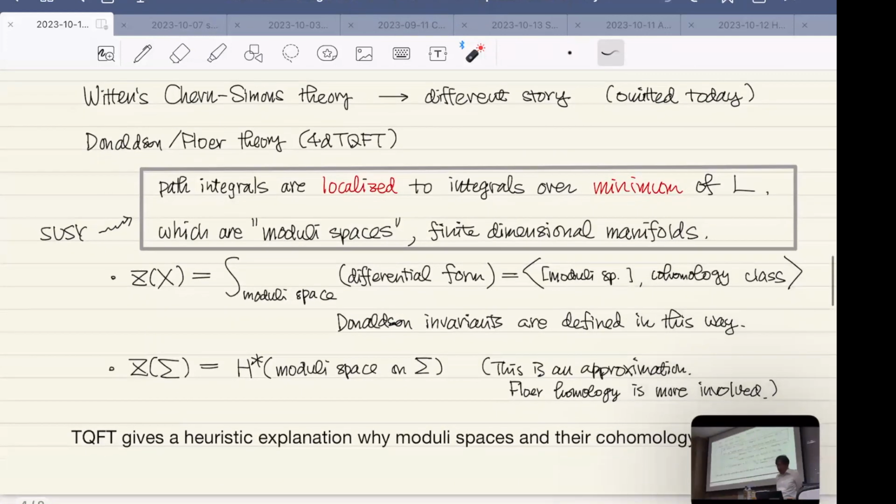But in the case of Donaldson-Floer theory, they construct basically a partial four-dimensional topological quantum field theory. In physical language, they consider supersymmetric topological quantum fields. So this makes a difference. Because of supersymmetry, this path integral, which is an integral over an infinite-dimensional space, is localized to integrals over the minimum of L. L is a Lagrangian, and the minimum of L.